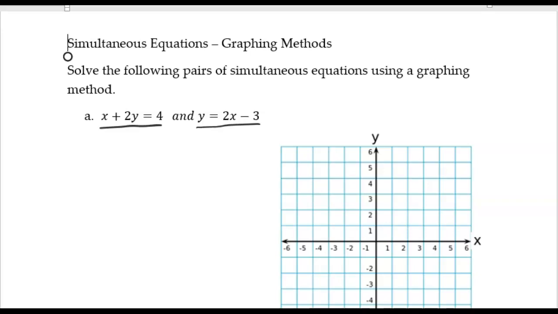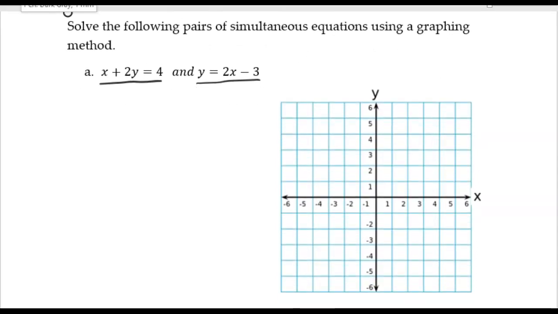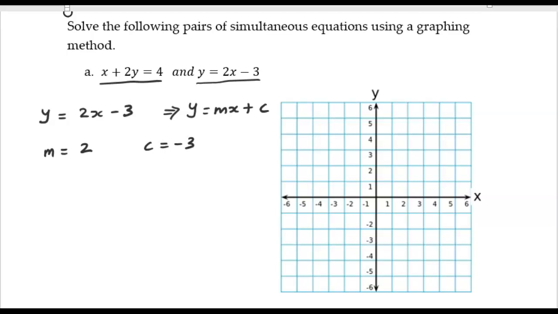Right? So what we're going to do when we say solve by graphing method is basically we're going to try and sketch these equations into the Cartesian plane and see where the two lines intersect. So let's start with the very first line. In this case, I'm going to start with the line y equals 2x minus 3. The sole reason being this line is in the format of y equals mx plus c. If I compare the two statements, the gradient of this line is equal to 2, and the line has a y-intercept of minus 3.